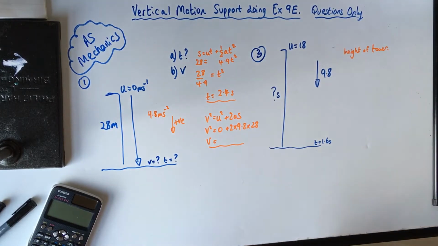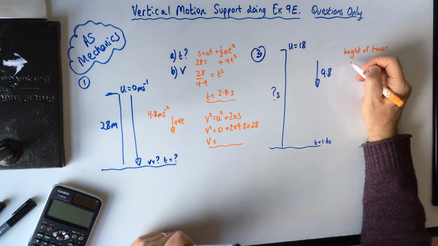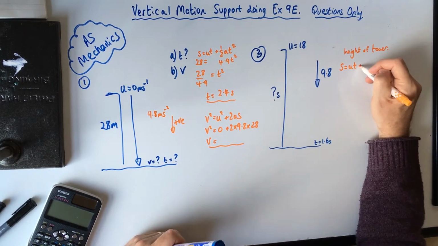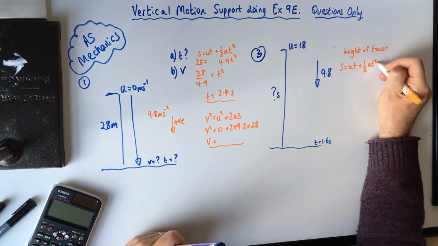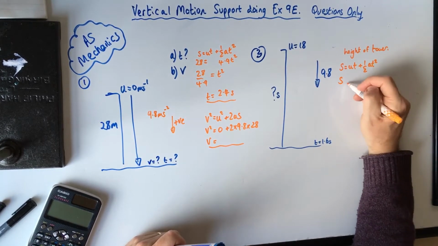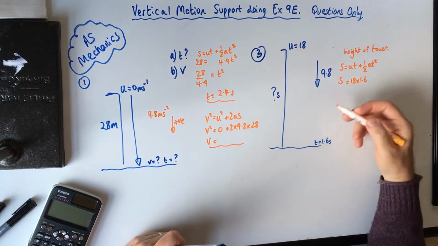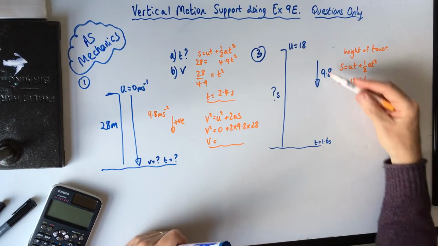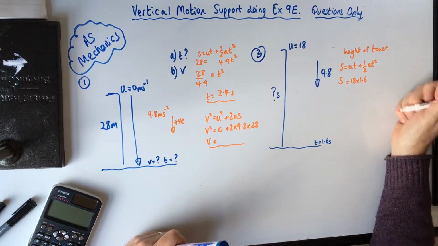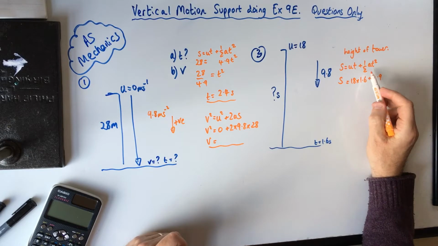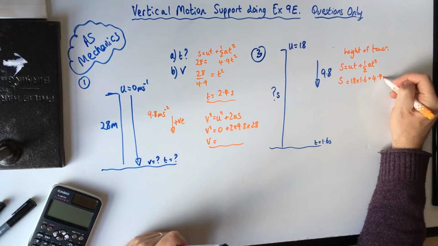I'm just checking my screen to make sure that fits in. Oh yeah, just on the edge there. So that's going to be s. s is equal to ut plus half a t squared. So the height of your tower is going to be 18 times 1.6, initial velocity 18 times the time it takes down here, which is 1.6, plus 4.9, that's a half of that, times 1.6 squared.